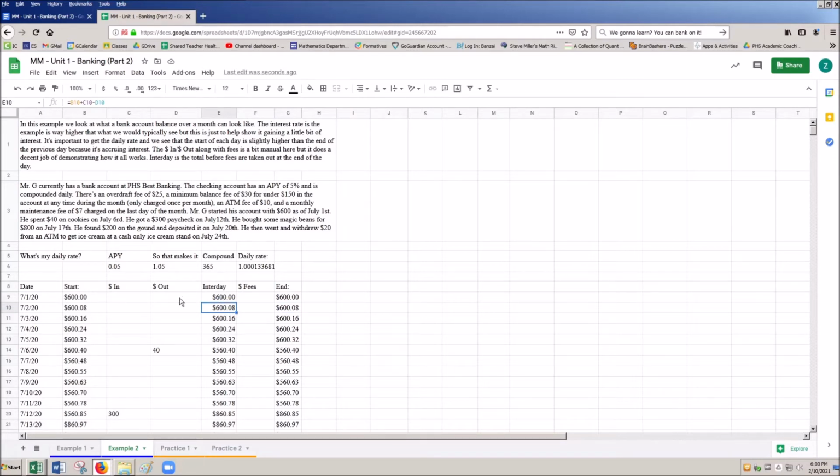Each of these values are calculated with a formula, besides the first one here, which I have input from the problem. So I'm going to say we've got, let's see here.